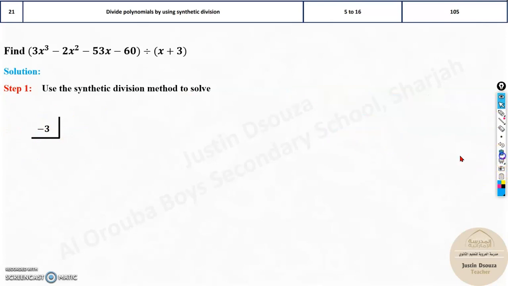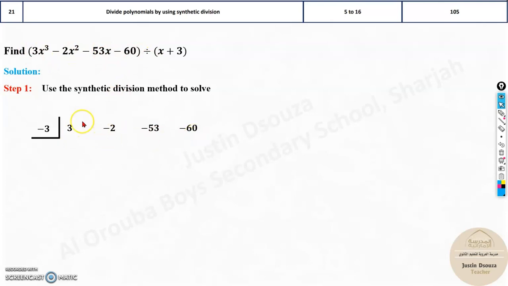You must write it over here. Or you can just take it as a thumb rule: whatever this number is, change its sign and write it. For x plus 3, write minus 3. That's it. Write all the coefficients now. 3, minus 2, minus 5, 3, everything over here.